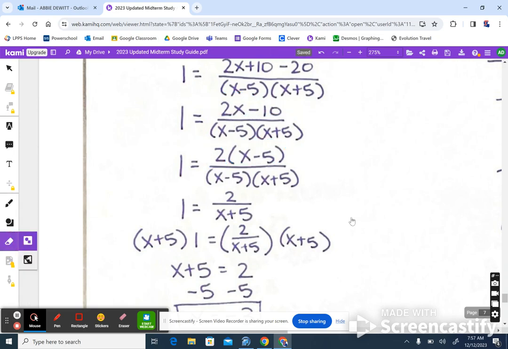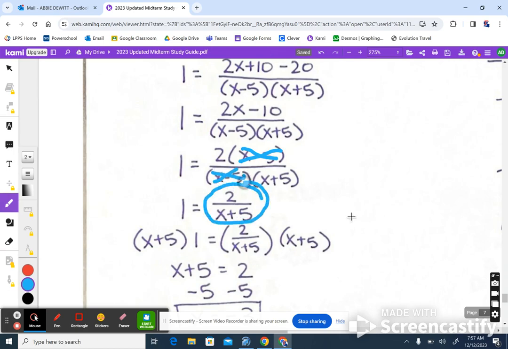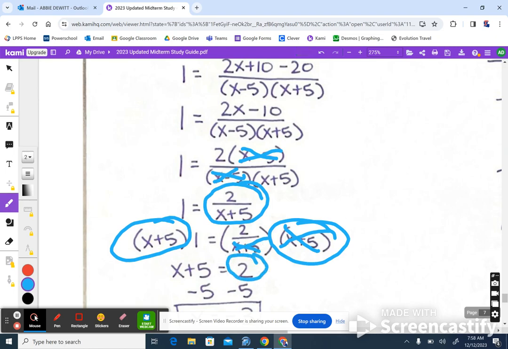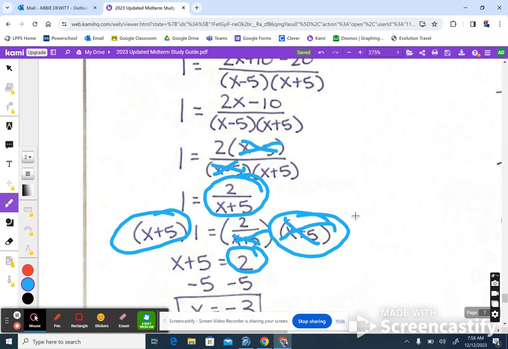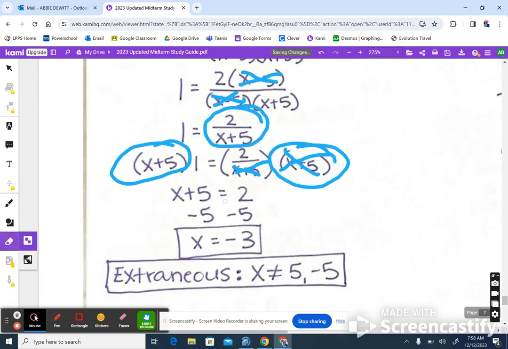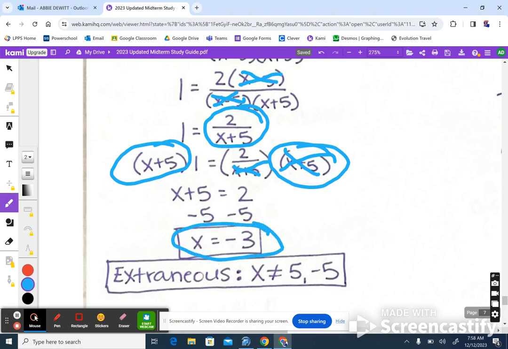Once you got your x minus 5, you notice that you could cancel your 2x minus 5s, and you're left with 2 over x plus 5. Multiply both sides by the denominator. That will cancel out your denominator and leave you with your numerator 2. On the right side, x plus 5 times 1 is just x plus 5. And then you subtract your 5 from both sides, and you get negative 3.